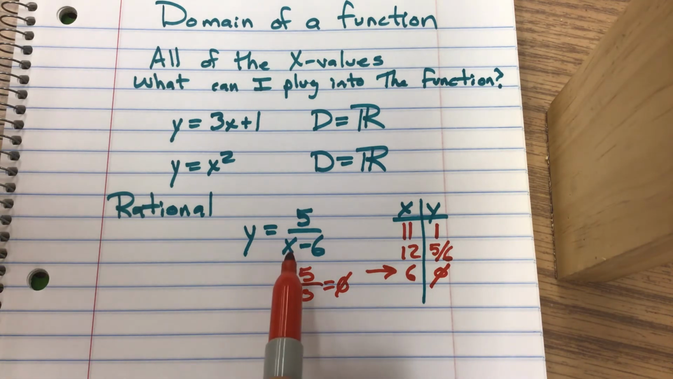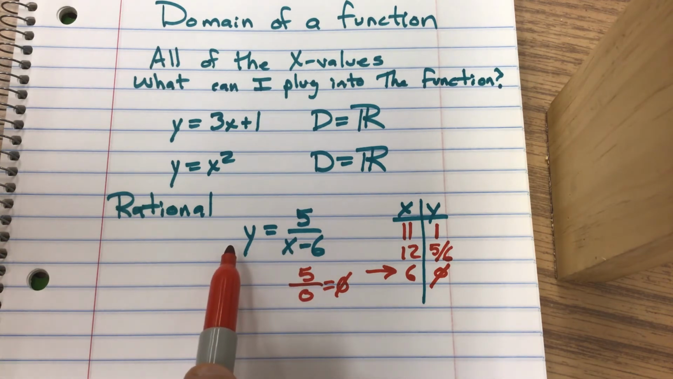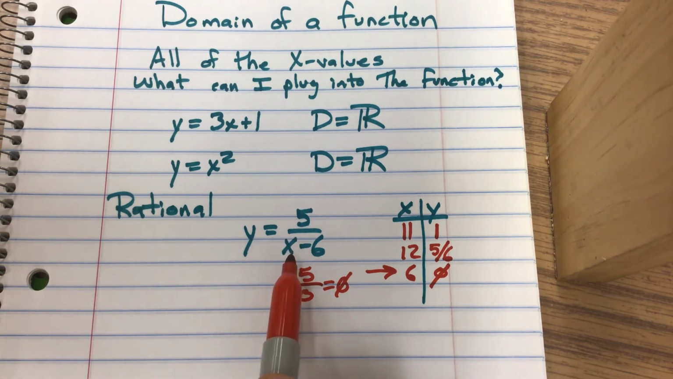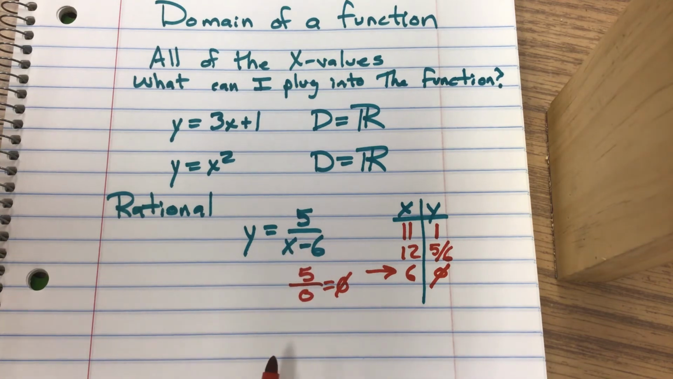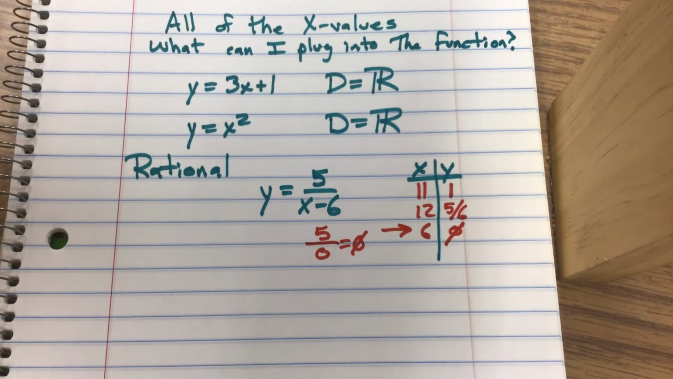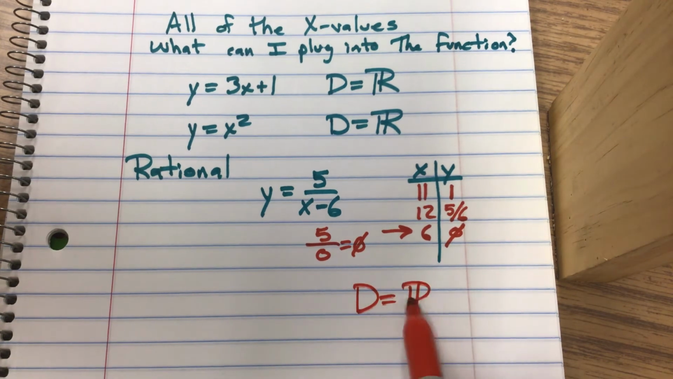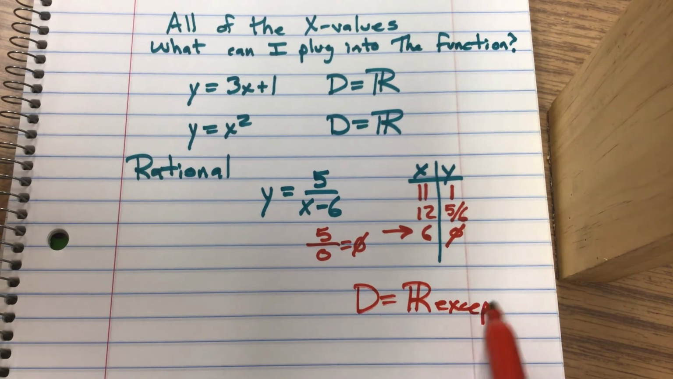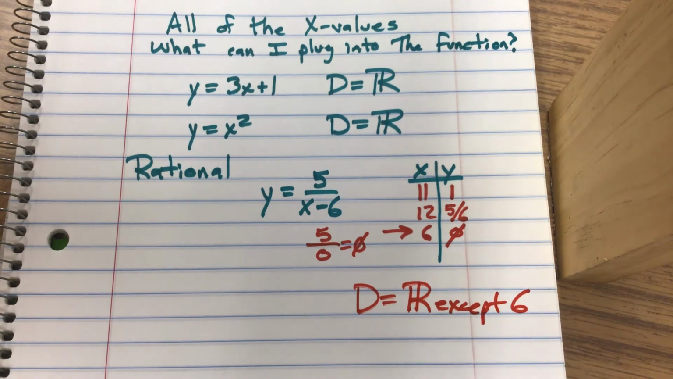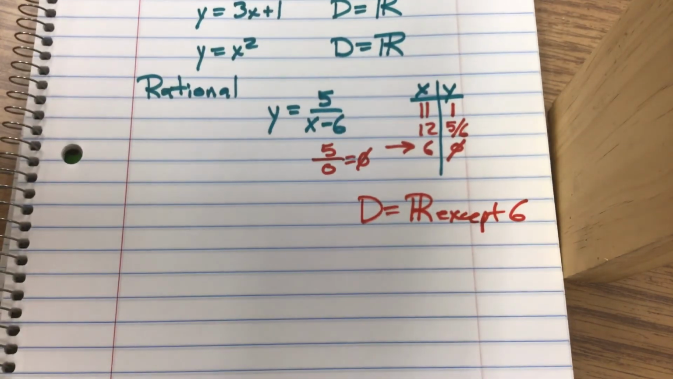So in this function, you can plug in any value you want, and every time you plug in a value, you'll get a y value with it, except when you plug in 6. So when you go to graph this function, something is going to happen at 6. There's a jump in the graph, which you'll learn about later on in the year. So you would say that the domain of this function is all real numbers except 6. So you can plug in any value you want except for 6.